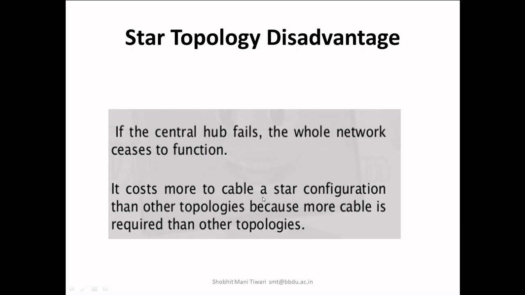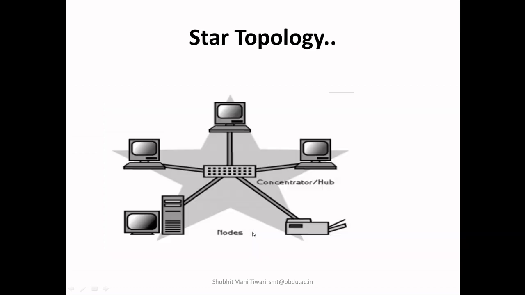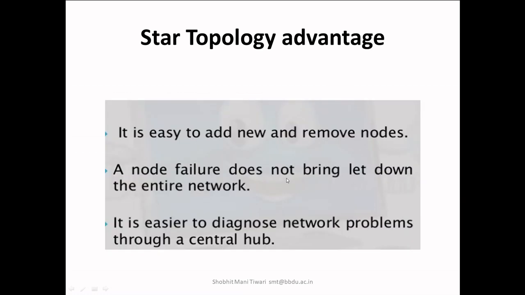It costs more to cable a star configuration than other topologies because more cabling is required. It can easily be verified because here we are showing 5 links for 5 connecting devices, and if we keep increasing those devices to 100 or 200, then the cabling cost will keep increasing, and hence it will lead to more and more cost. So this is another disadvantage.